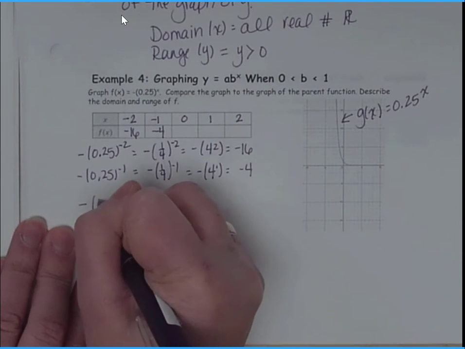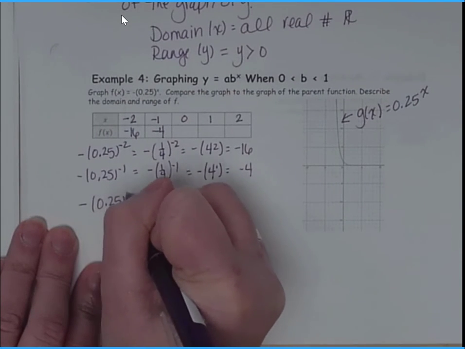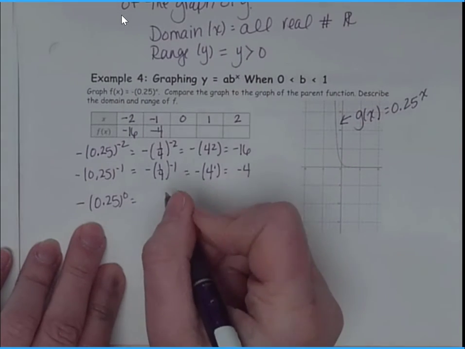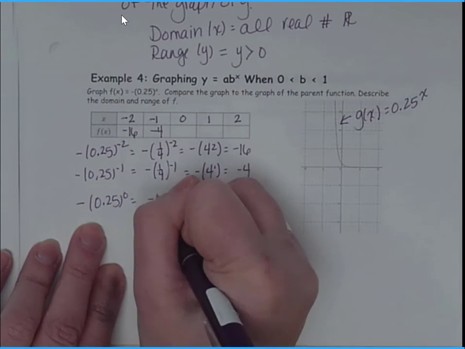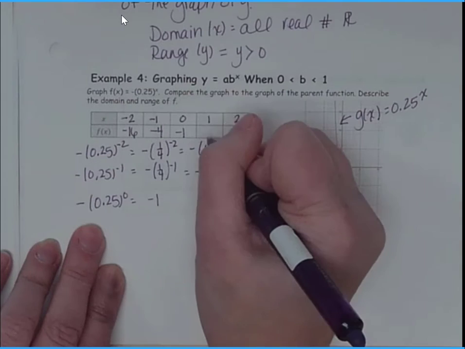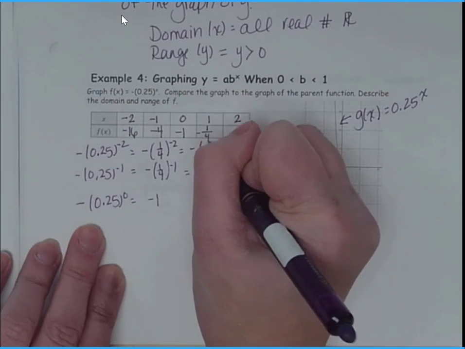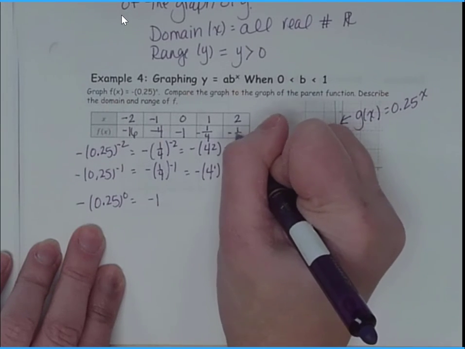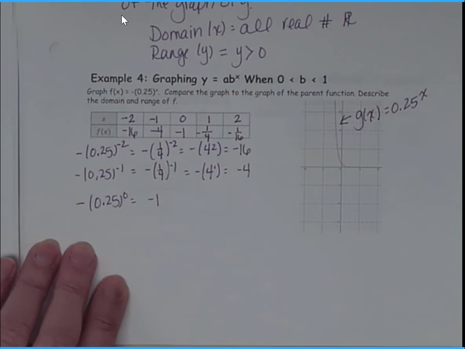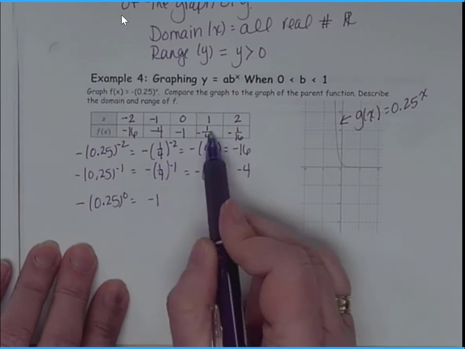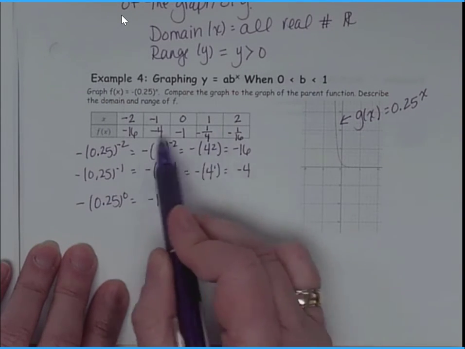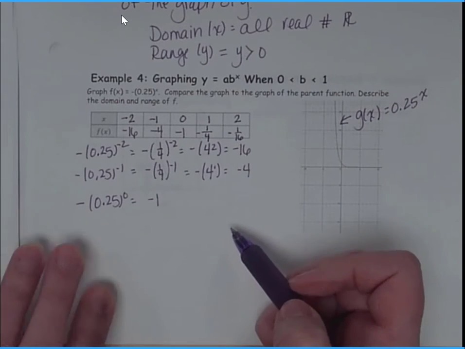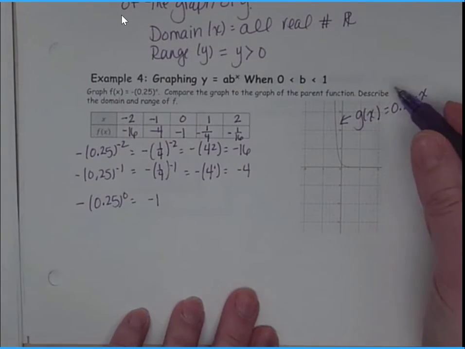Now watch your zeros again. So if I have negative 25 hundredths to the 0, that is 1. So I end up with -1. Here we're going to end up with -1/4, and here -1/16, because they are the reciprocal, not the opposite. They are the reciprocal.